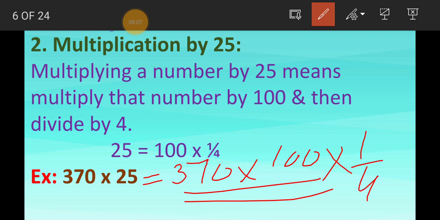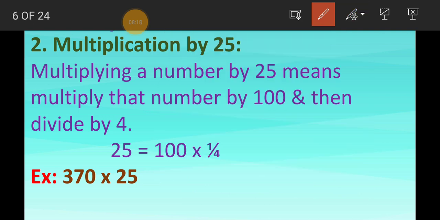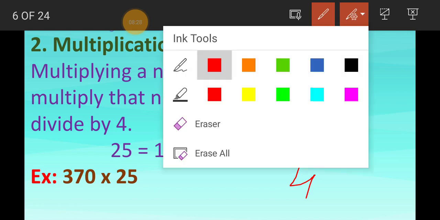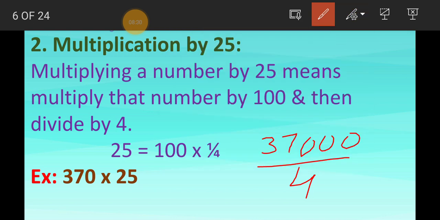370 I will copy and I'll just put 2 zeros after that. So it means I'm going to get 37,000. That 37,000 I have to just divide by 4. Okay, and it is going to be very quick. See, 37,000 divide by 4. Because generally the division by 2 and by 4 is very easy, no?